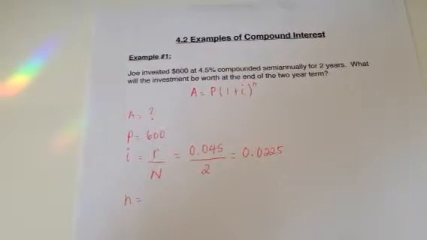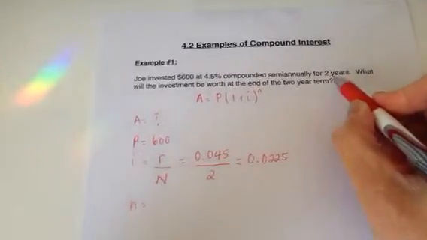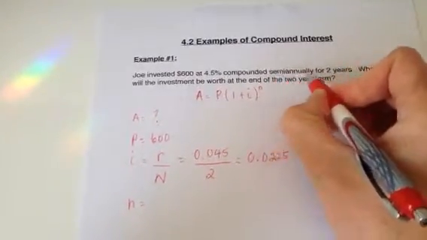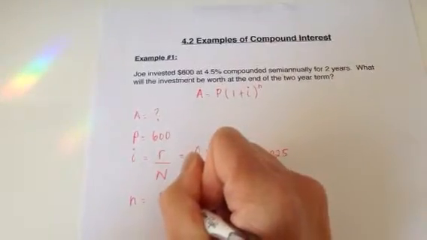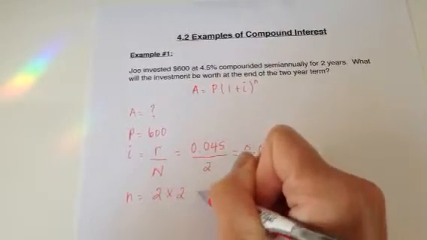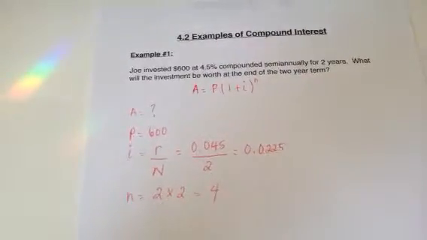Okay. And then our little n is the number of compounding periods. Now this is going to be your compounding period times the number of years. We are compounding semi-annually, which is twice a year, for 2 years, so times 2. So 2 times 2 equals 4.